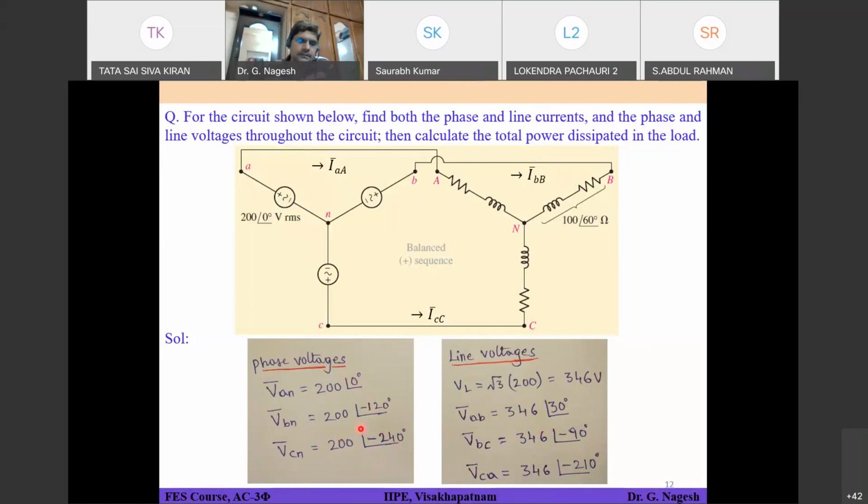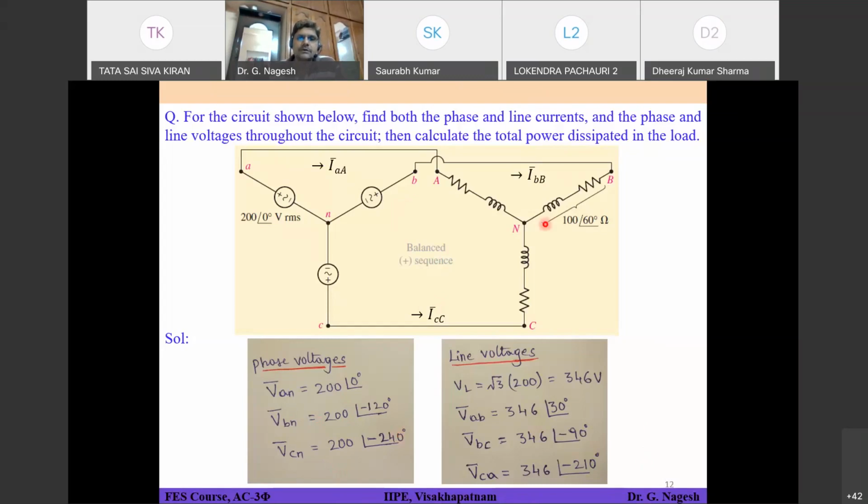So what is VP here? What is the value of VP? 200. So VP, 200, represents the RMS value of phase voltage. And VL, what is the value of VL? 346. So VL is root 3 times more than your VP. So it will be 346. So now you know the phase voltages and the line voltages in the entire system.